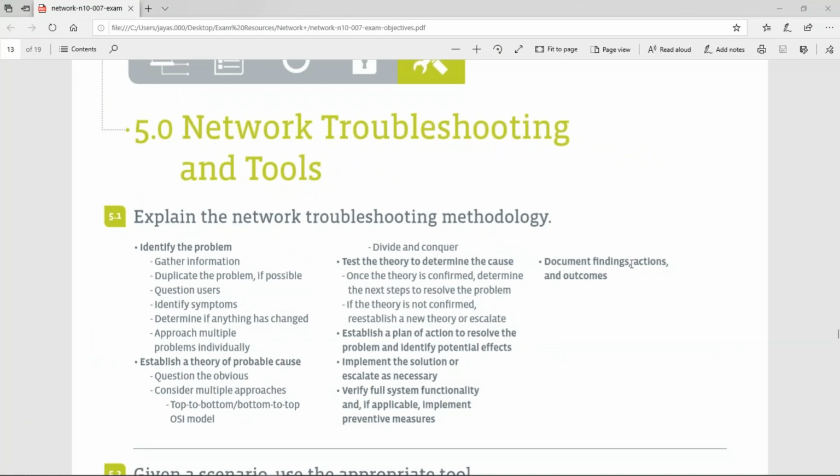So document findings and actions and outcomes, right? You know, maybe put a password on there that doesn't let just anybody come in there and change configurations, right? But the whole thing is, you go through this entire process and understand where you are and what you're doing, right? So any other questions on troubleshooting or the activity that we just went over?